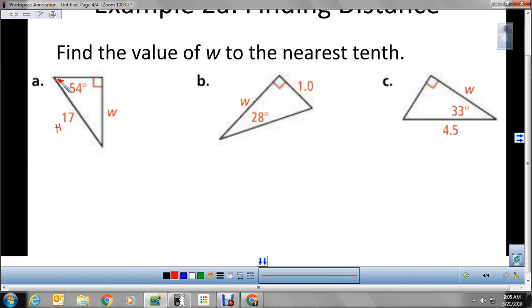54 degrees is my reference angle, so W would be my opposite leg. Even though we don't have this information, we're looking for it, so we consider that to be given information. This is going to be our opposite leg, and this is going to be our hypotenuse. So if you remember, opposite and hypotenuse is using the sine function. So we're going to take sine of 54 degrees. Now, sine of 54 is equal to the opposite, which in this case is W, over 17, the hypotenuse.